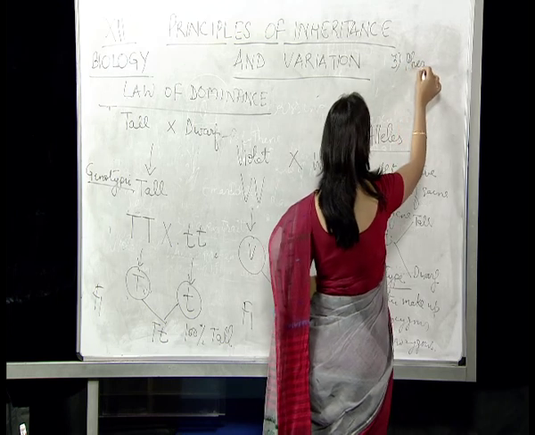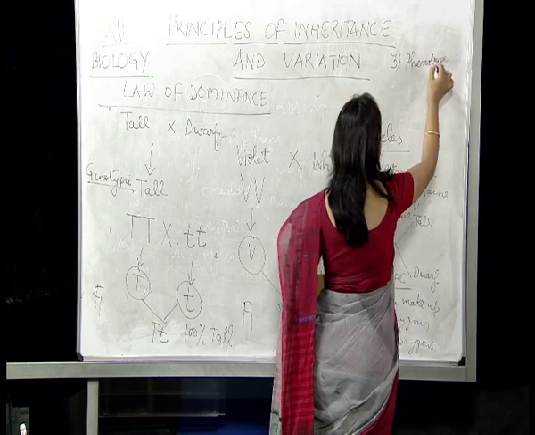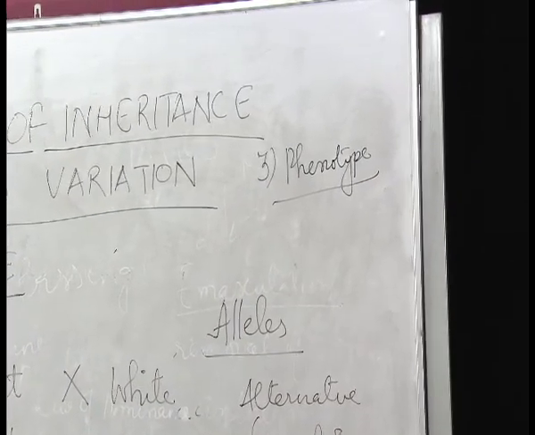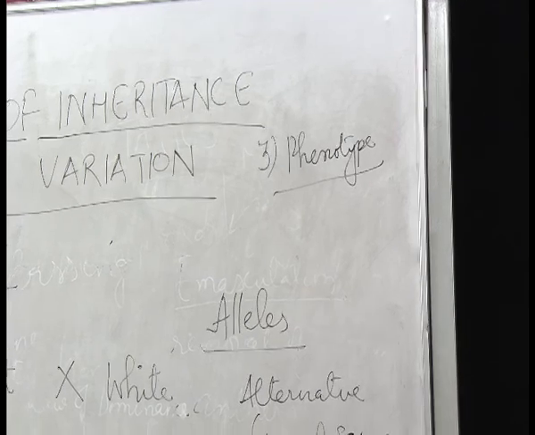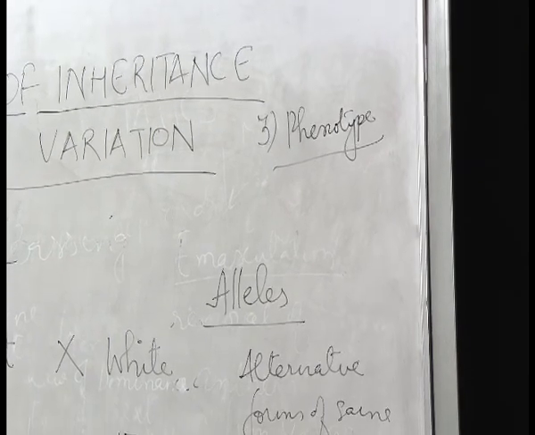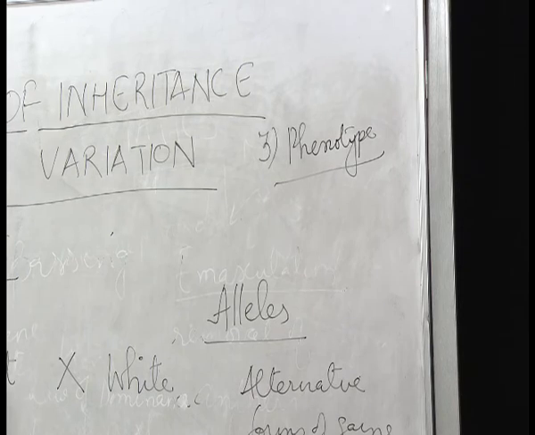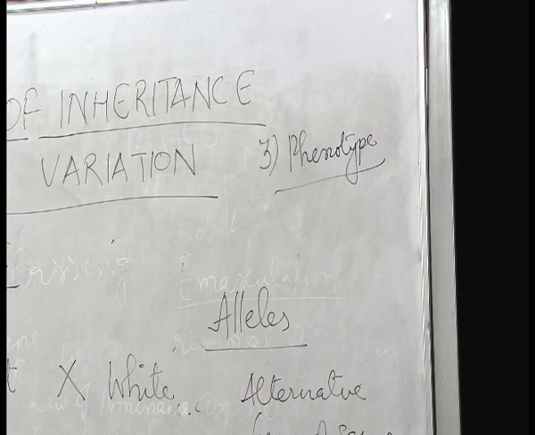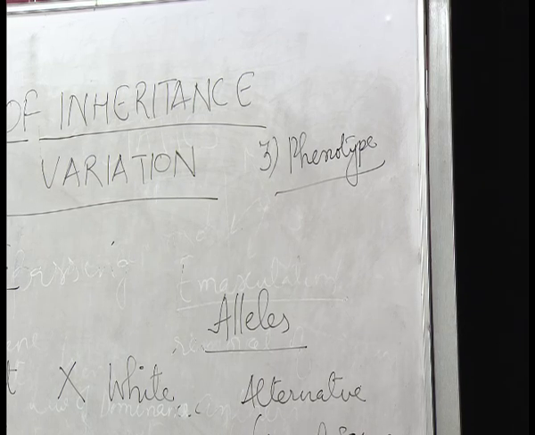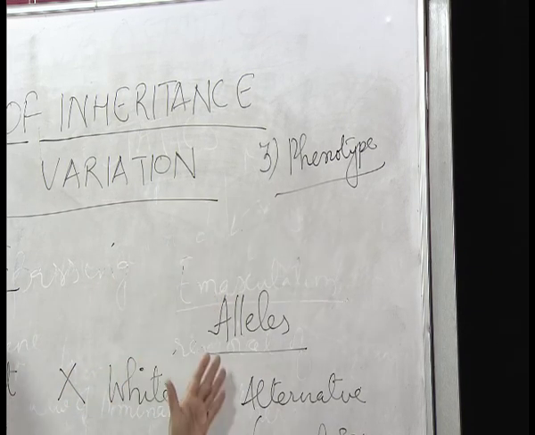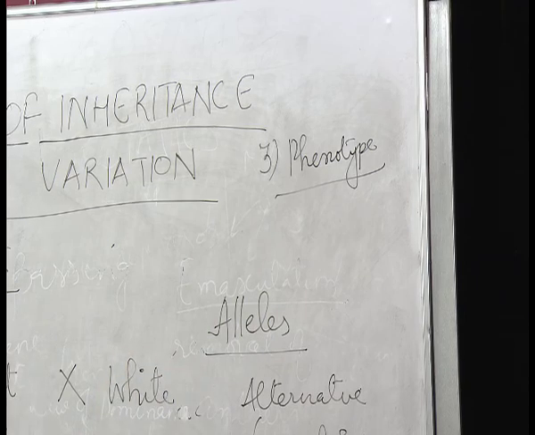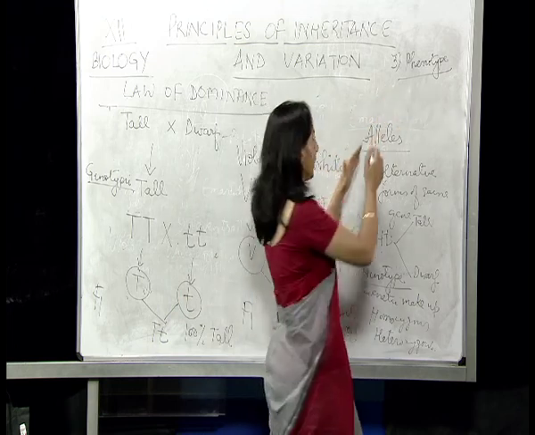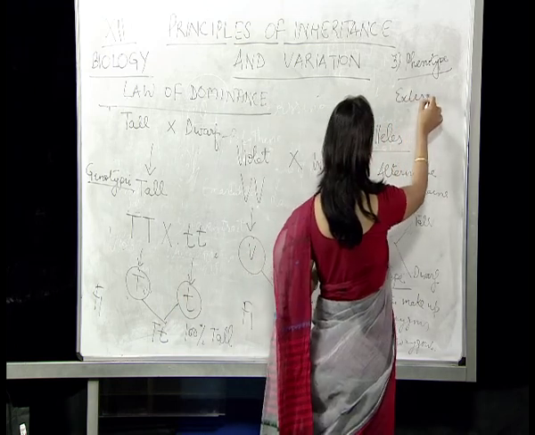The third term is phenotype. Phenotype means the external appearance of an organism. If we happen to see a plant and we describe it, we can say it's a tall plant with green leaves which are oval shaped, it has got red flowers, and so many other things which we can simply explain by looking at the plant. So whatever we see in the plant and explain externally is called the phenotype, that is the external appearance of an organism.